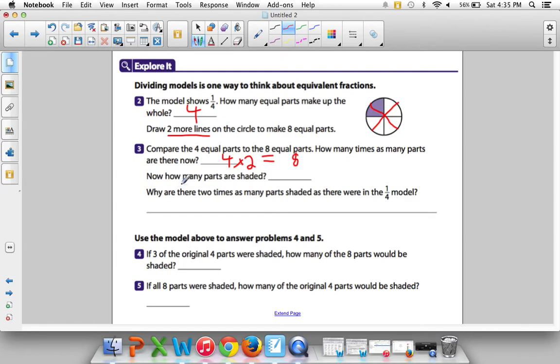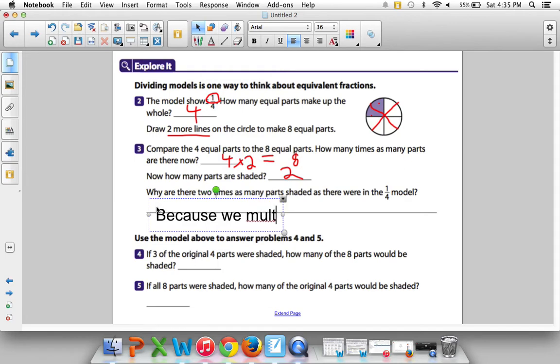Now, how many parts are shaded? Well, after our lines, remember, there used to be only 1 part shaded. But after we made our lines, how many parts look shaded now? 2. Why are there 2 times as many parts shaded as there were in the 1/4 model? Simple. Because we multiplied the numerator and the denominator by 2.